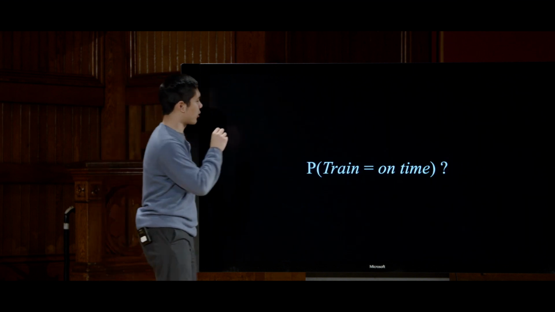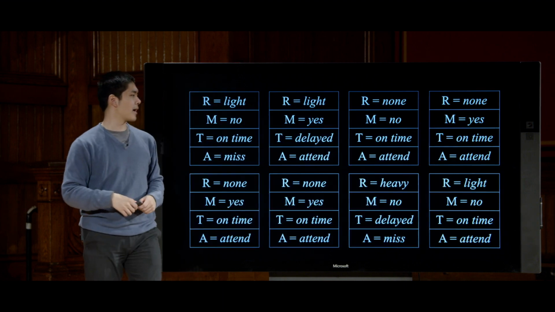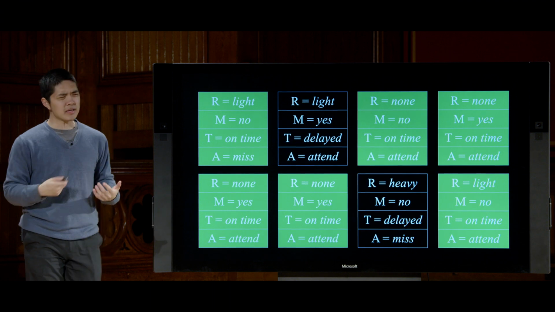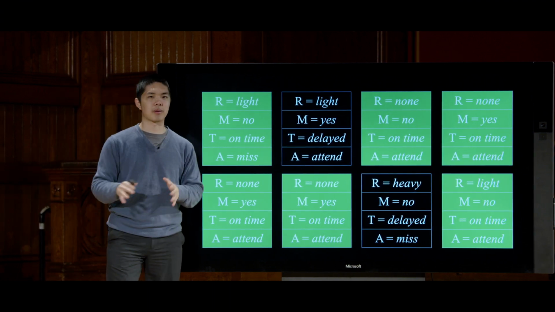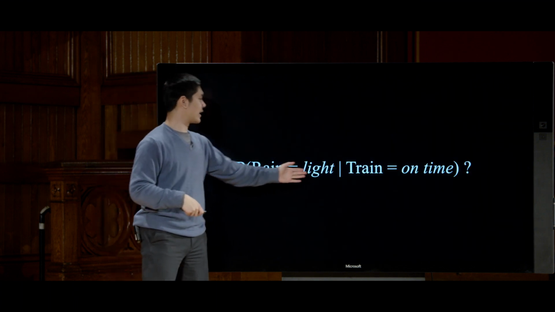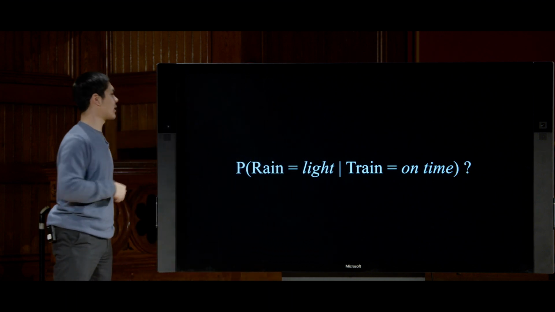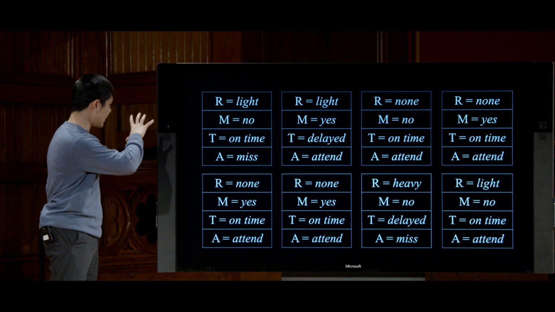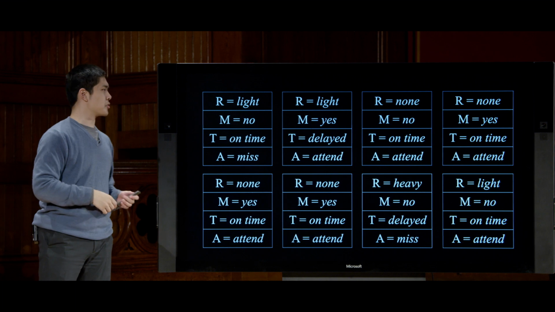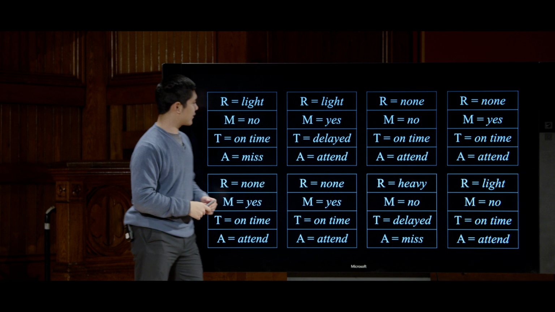Now, this from before was an unconditional probability. What is the probability that the train is on time? And I did that by looking at all the samples and figuring out, all right, here are the ones where the train is on time. But sometimes what I want to calculate is not an unconditional probability, but rather a conditional probability. Something like, what is the probability that there is light rain given that the train is on time? To do that kind of calculation, here are all the samples that I have, and I want to calculate a probability distribution given that I know that the train is on time.